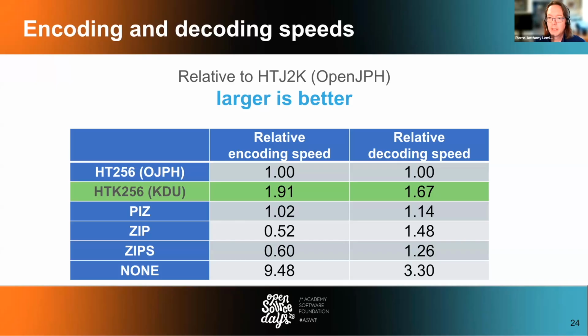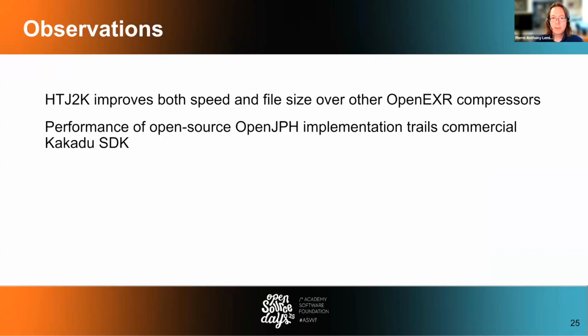Next slide. So my observation from doing this kind of experiment, and of course, over time we'll get more samples of content and improve these overall observations, is that in general, HTJ2K seemed to improve both speed and file size over the OpenEXR compressors. The performance of open source OpenJPH, which did not benefit from years of optimization as the commercial library did, can probably be improved over time. So these are my observations.